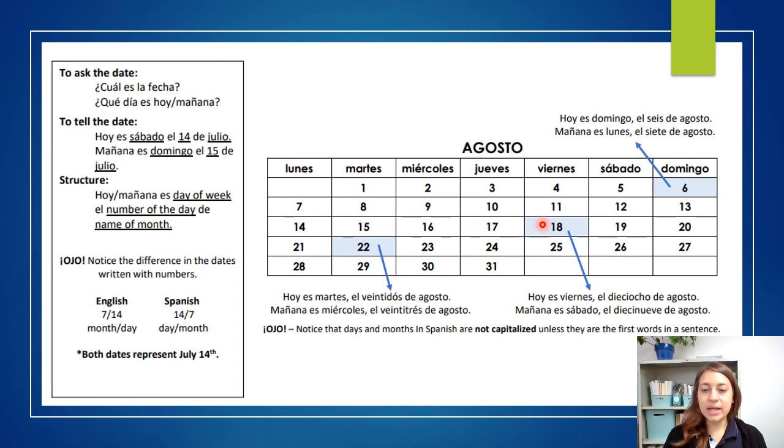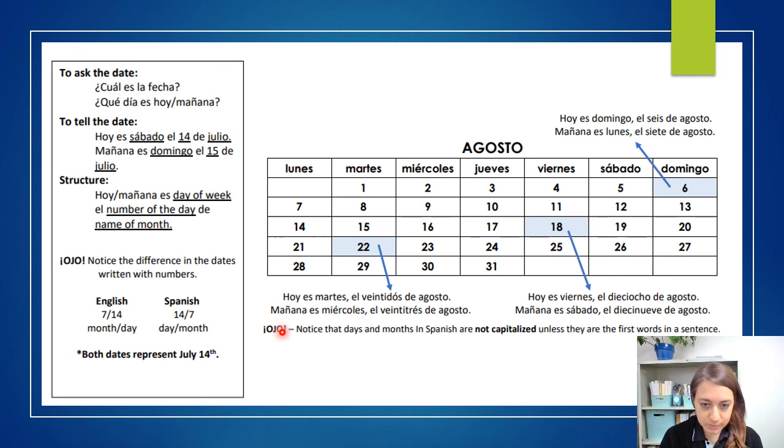Here, hoy es, today is, viernes el 18 de agosto. Mañana es sábado el 19 de agosto. If it is August 22nd, hoy es martes el 22 de agosto. Mañana es miércoles el 23 de agosto. Okay, so those are 3 examples to give you a lot of practice.